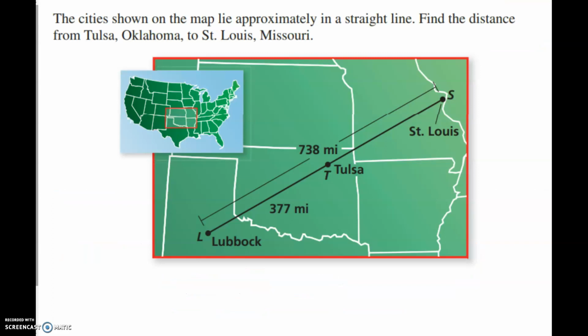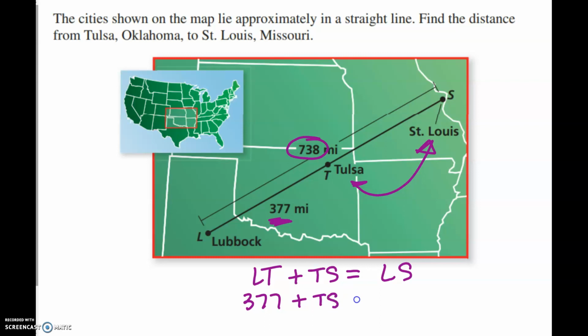So here we've got a map. We've got St. Louis, we've got Tulsa, and we've got Lubbock. And it's telling you that from L to S is a total of 738 miles. Now from Lubbock to Tulsa, they tell us it's 377 miles. How far is it from Tulsa to St. Louis? And by using our segment addition, we can tell that LT plus TS must be equal to LS. And now we can substitute in LT is 377. We don't know what TS is, but we know the whole thing is 738.